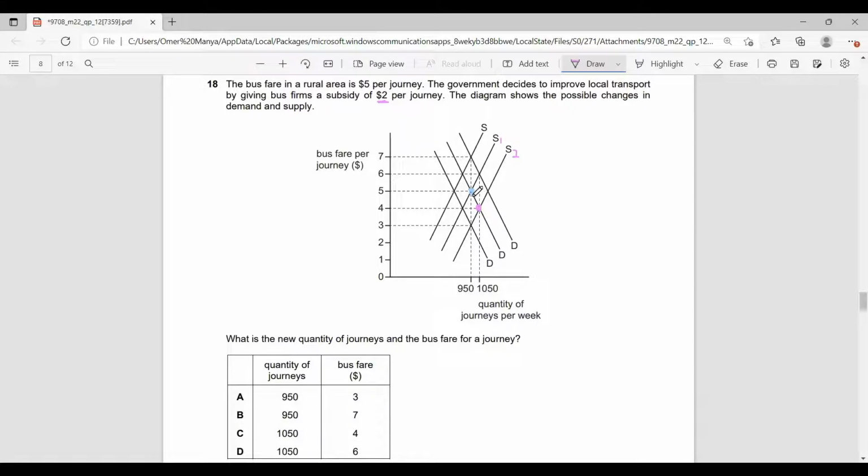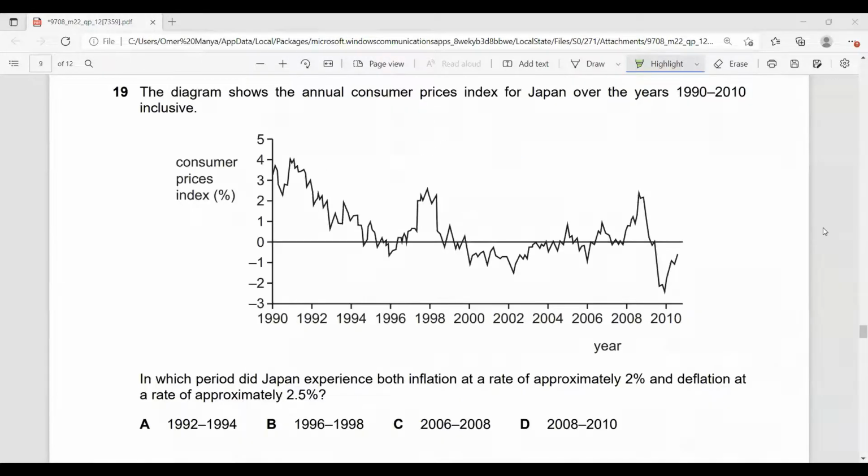So the equilibrium price used to be 5 and now it's 4. So which leaves us only with option C. And we can see that at $4, the quantity that will be sold of bus journeys is 1,050.